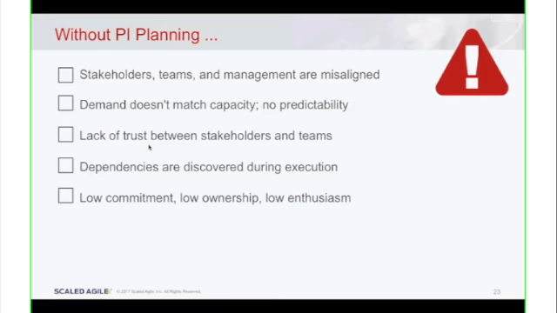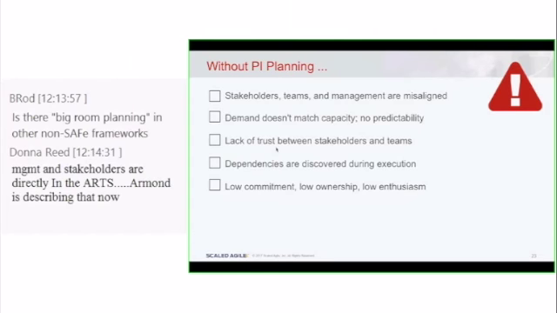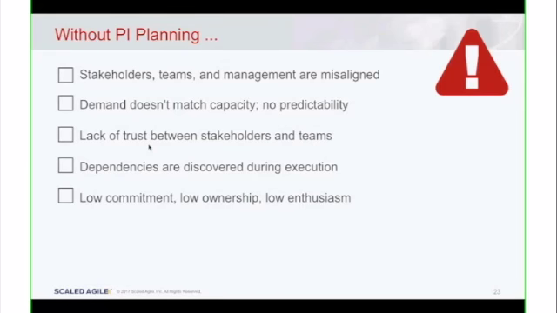And then number 2 is also a big one. Demand doesn't match capacity. So teams are just told what to do, and there's a long laundry list of features that they have to produce, but nobody really knows, do we even have the capacity to do all this? Do we know what our current work in progress is? What is our backlog today? What I find is everybody has their own idea of what the current work in progress is. And so when you do this big room planning, everything becomes transparent. And so that's why it's really, really important to do this.